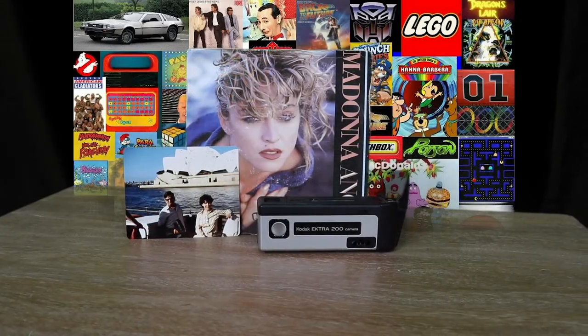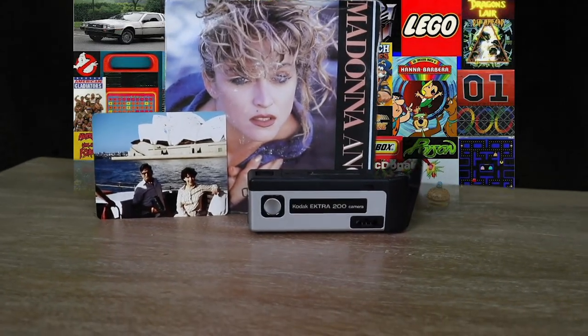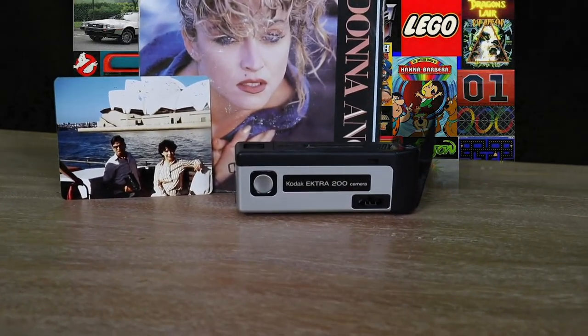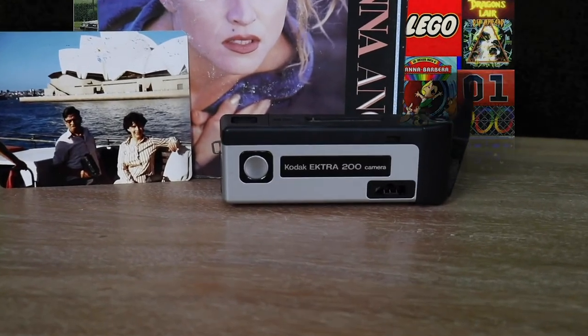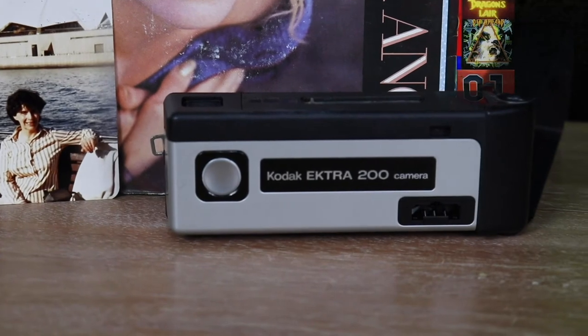Kodak Ektra 200 is among many 110 film cameras made by Kodak. It used disposable flip flash for indoor photography, was made in West Germany and was produced from 1980 to 1987.